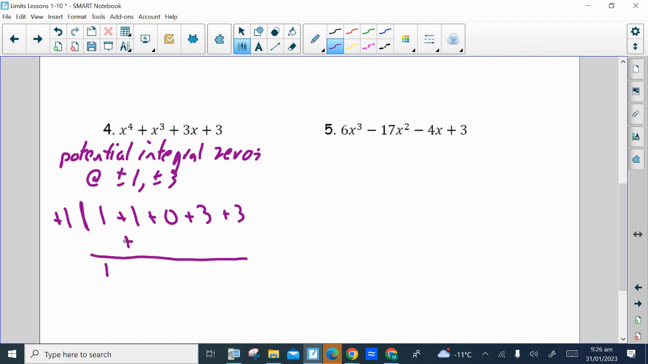1 times 1 is plus 1, and we add. 1 times 2 is plus 2, and we add. 1 times 2 is plus 2, and we add. 1 times 5 is plus 5, and we add. We do not get a remainder of 0. That means that x minus 1 does not divide evenly into the polynomial. X minus 1 is not a factor.